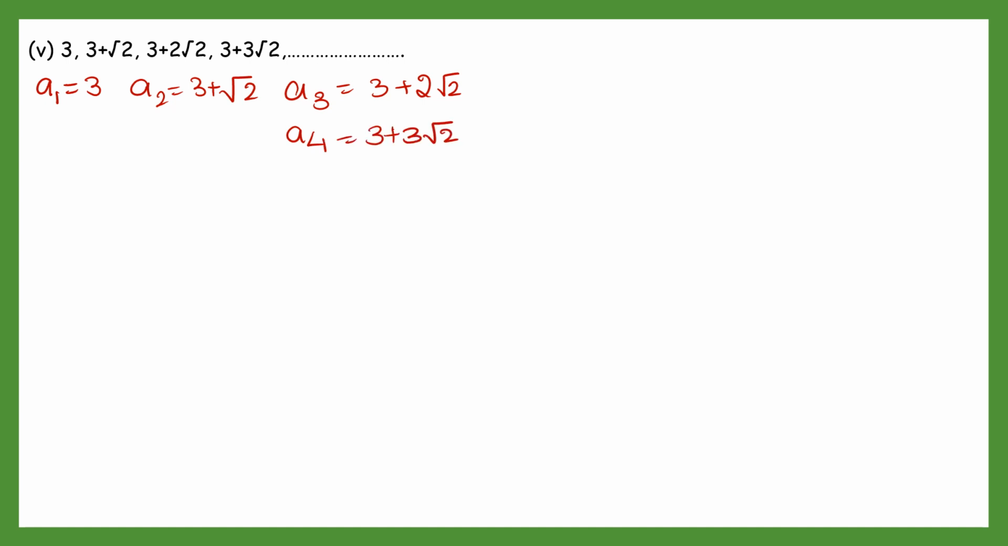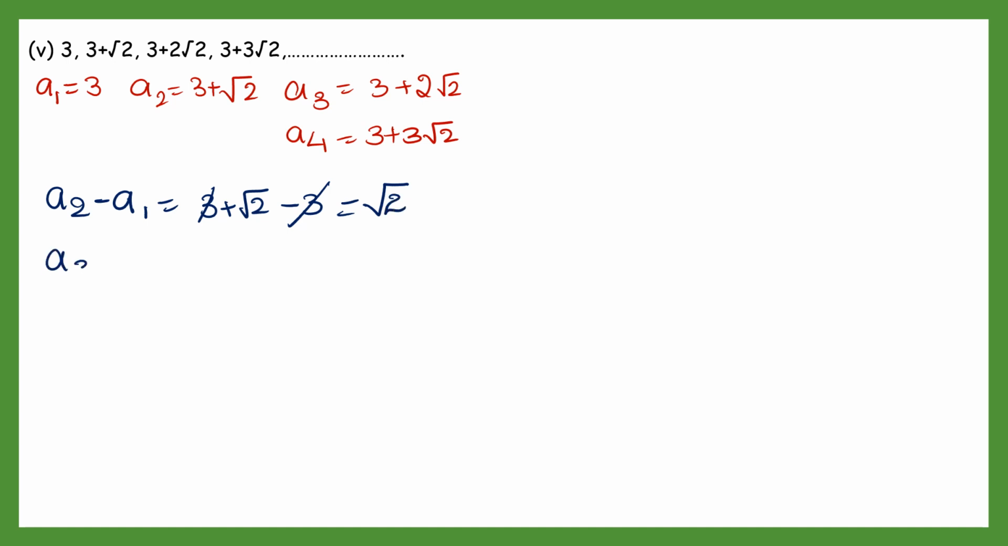Now we should check whether this list is in arithmetic progression or not. For that, what should we do? We should find the difference between consecutive terms. A2 minus A1. So 3 plus root 2 minus 3. 3 minus 3 you get 0. Now you are left with root 2.